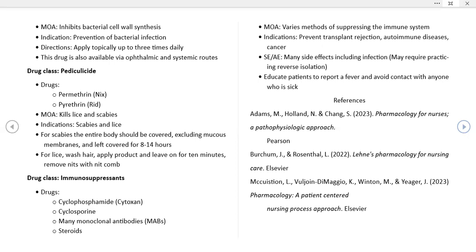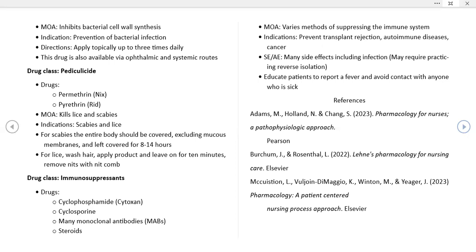Finally, we have immunosuppressants. I don't know if every nursing school is going to cover this. It wasn't in every nursing textbook that I reviewed, but immunosuppressants are drugs like cyclophosphamide, cyclosporin. Steroids are immunosuppressive. Many of the monoclonal antibodies are immunosuppressive. What do you have to know about this? Just the real short version.